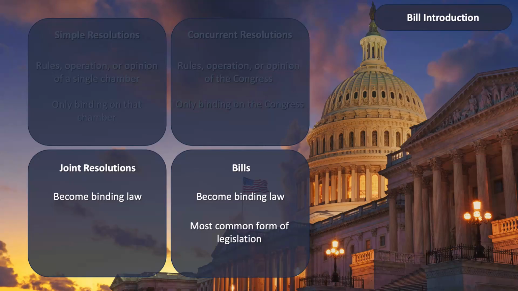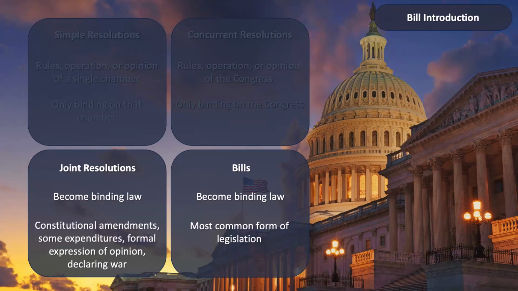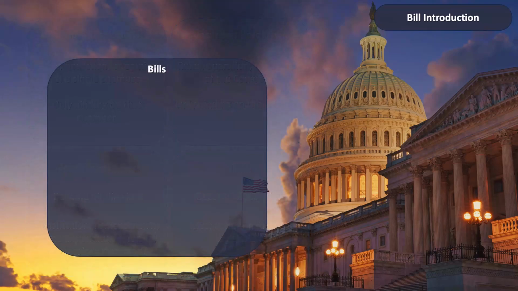Joint resolutions, on the other hand, are generally used for more narrow set purposes. Specifically, they're used to propose amendments to the U.S. Constitution, approve some expenditures, make formal expressions of opinion, or make certain specific decisions, such as declaring war. But bills are the most common way legislation is introduced into Congress. Bills can be divided into two broad categories: public and private bills.